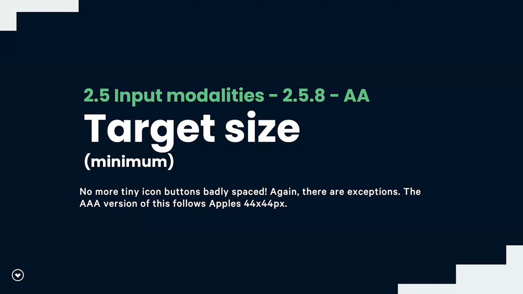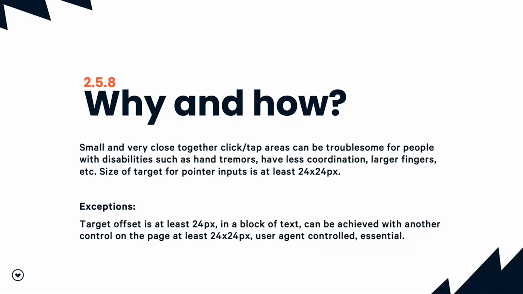so people aren't just making absolutely tiny icon buttons and things. Small and very close together click and tap areas can be troublesome for people with disabilities, such as hand tremors. People might have less coordination or larger fingers, and so the size of pointer inputs is going to be 24 by 24 pixels. And there are a few exceptions for this.